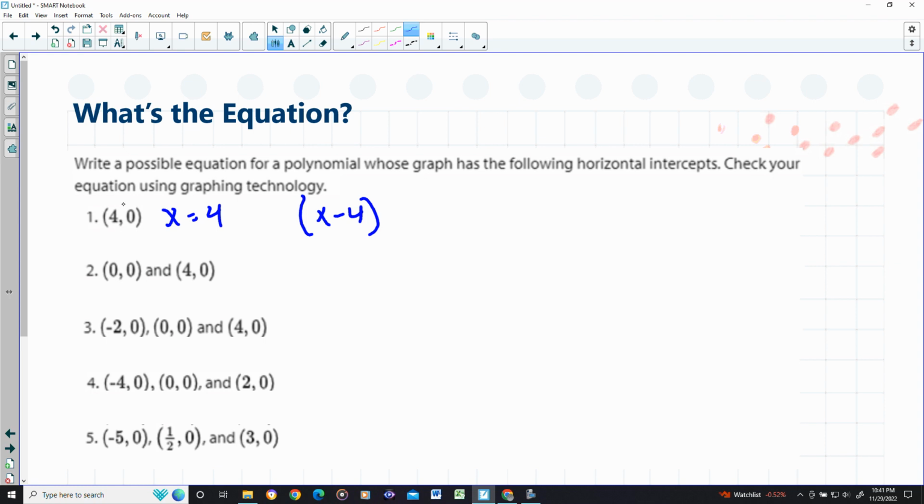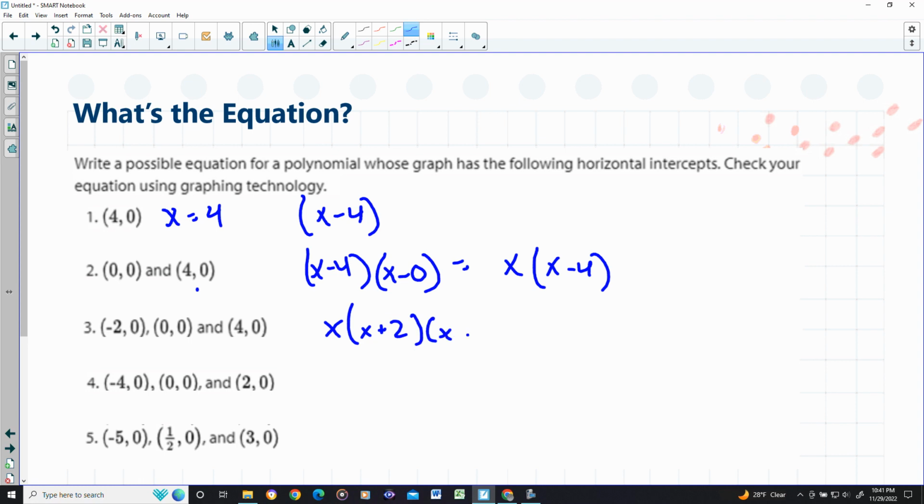But what if I want it to pass through 2 points? Well, then they both have to be present, right? So not only does x minus 4 have to be present, but x minus 0 does too. Now wait, x minus 0 is just x, isn't it? x times the quantity x minus 4. What if I want to throw a -2 in there? Now I've got x plus 2 times x minus 4. And so the x plus 2 is what would give you a solution of -2.